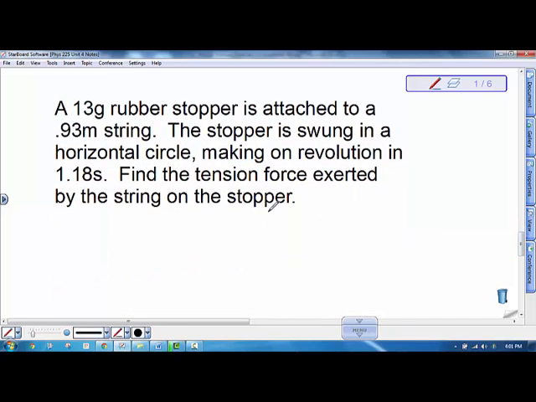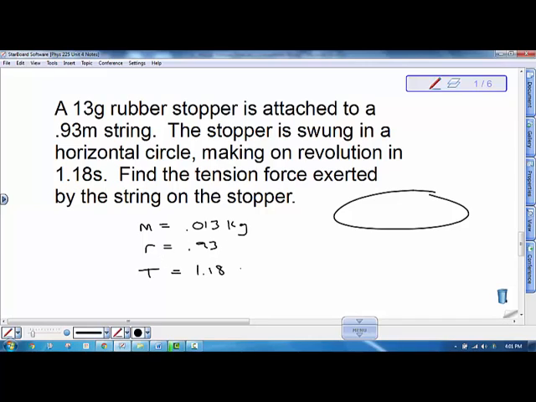It says a 13-gram rubber stopper is attached to a 0.93 meter string. The stopper is swung in a horizontal circle, making one revolution. So I'm going to write down the mass. I'm going to write this as 0.013 kilograms, because we always use kilograms. The radius is 0.93 meters of this circle, if we're swinging this in a circle. And we know the period as well. It goes around in 1.18 seconds. It wants us to find the tension.